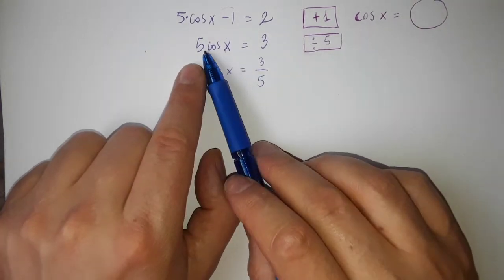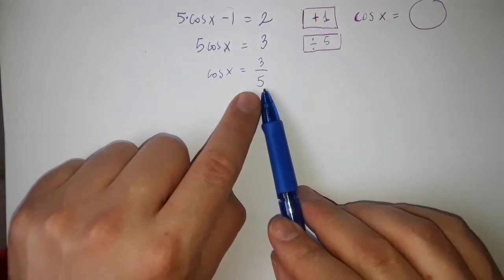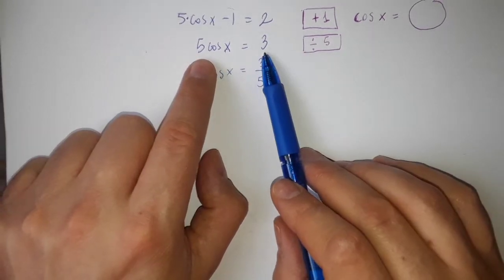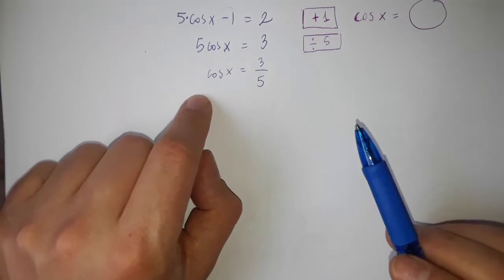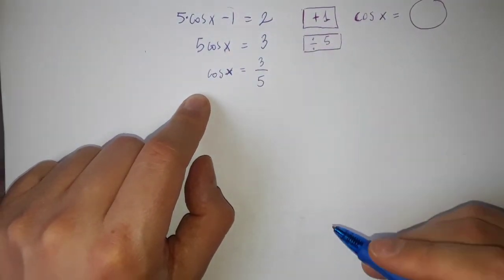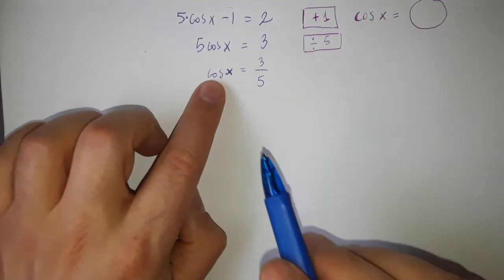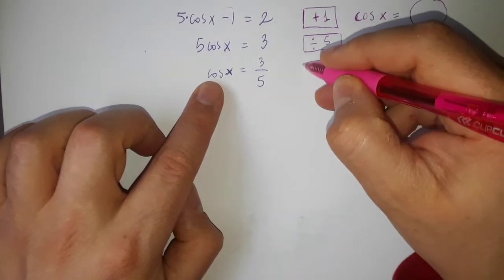So this 5 here that was multiplying is going to go to the other side, dividing. Okay, dividing by 5 both sides. This is going to cancel out, and we're going to have 3/5. Now, when I have this, the next step is what we have to do here. That's the next step.